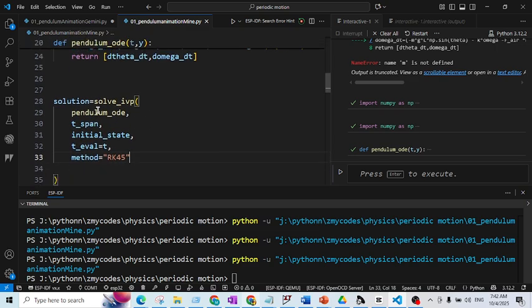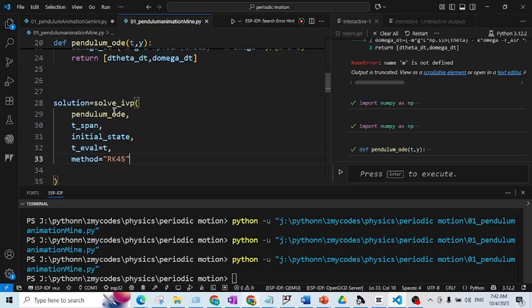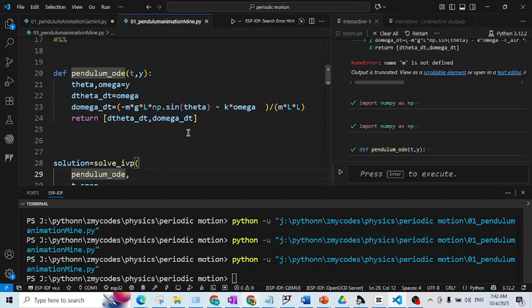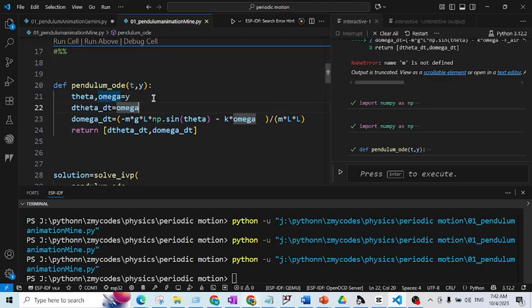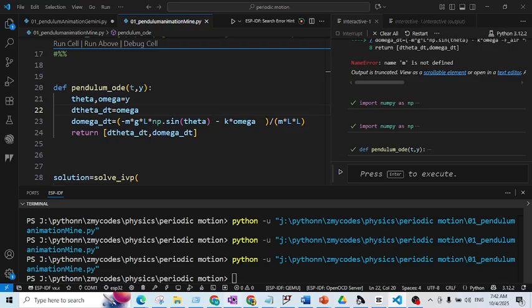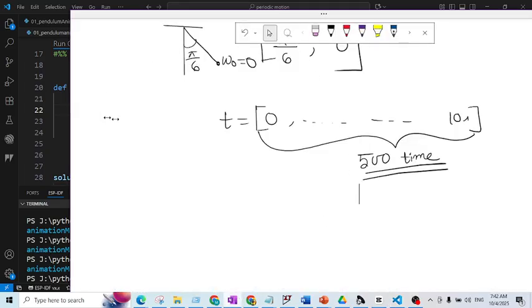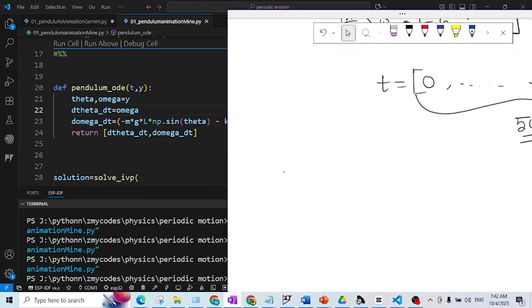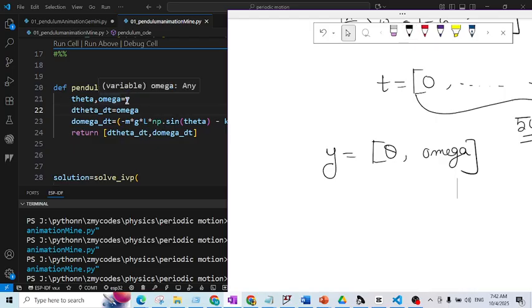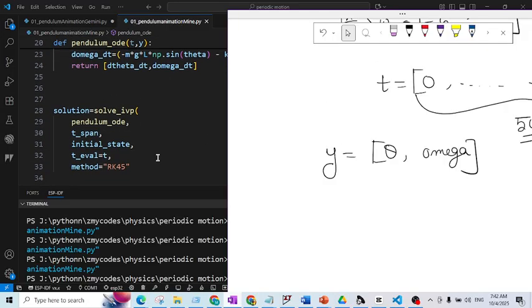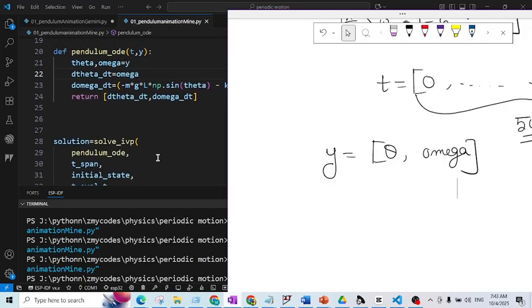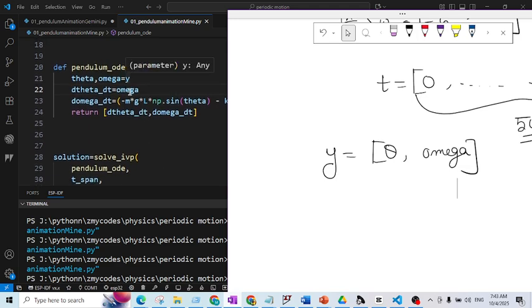And now how does this work? First it will call this pendulum ODE. So let's see what is inside this pendulum ODE. First of all, I have defined y, and y is equal to theta and omega. So you see, y is theta and omega.